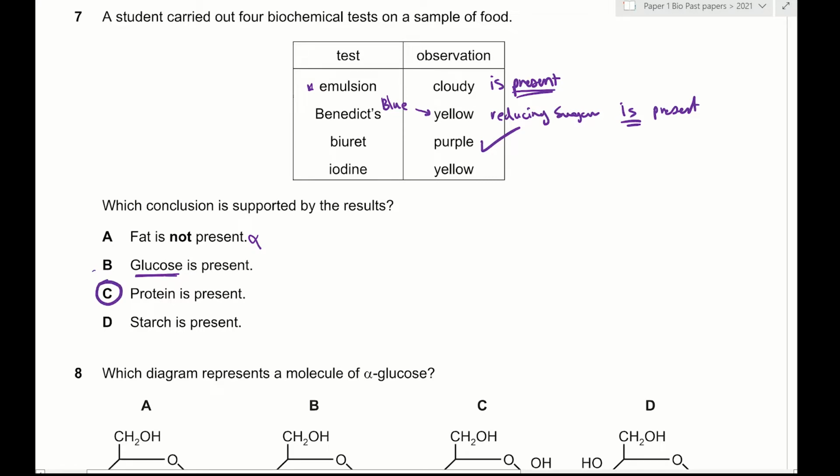Let's go into D, starch is present. Here we have iodine solution. If starch was present, the solution would turn from yellow to blue-black color. In this case, it stayed yellow. Therefore, this means that starch is not present.